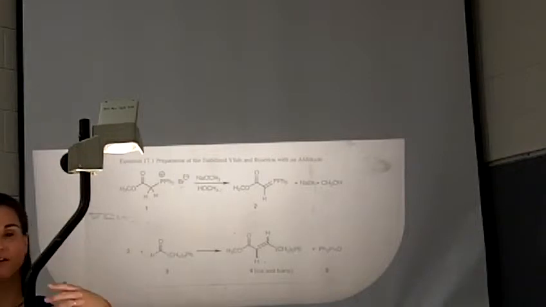Ethoxide would work just as well in ethanol, or other bases. Usually it's sodium methoxide or sodium ethoxide. But there's a particular reason that we use the sodium methoxide in methanol, so that we don't end up changing the species that we want to react. Okay.